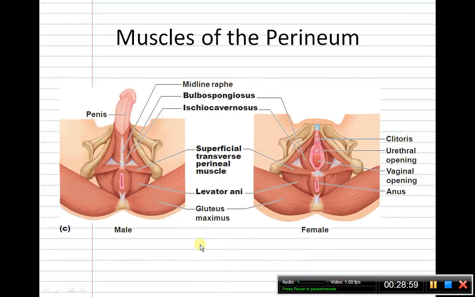These muscles I'm not going to hold you accountable for right now, because these, again, well, you've seen the levator ani, but these, again, are going to come back in reproduction a lot. So we'll talk about them when we need to later.